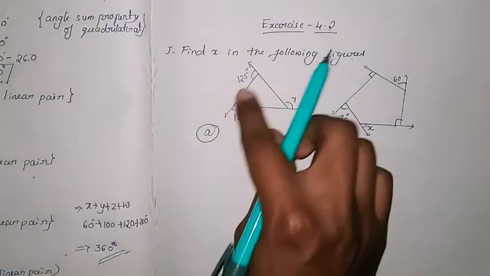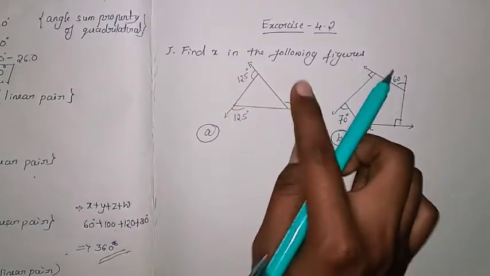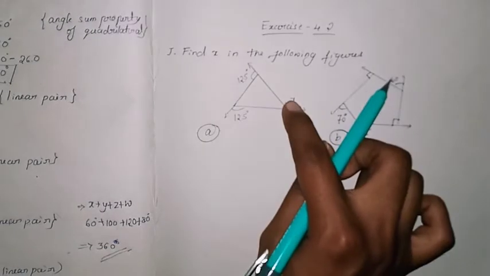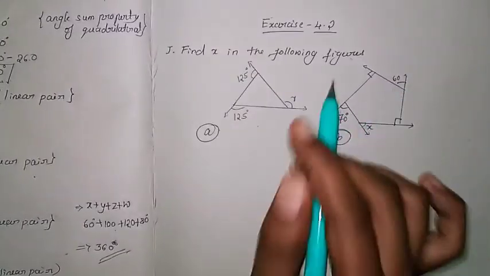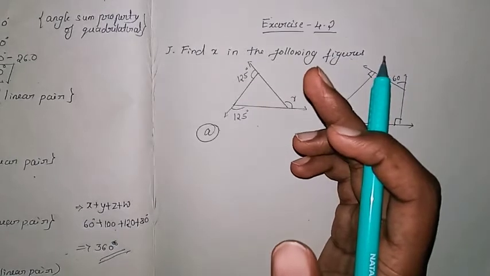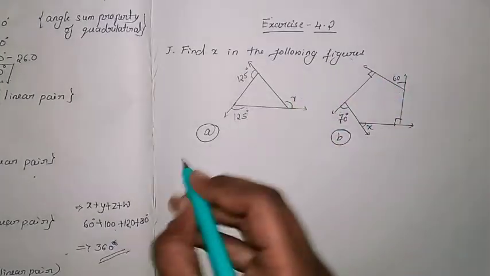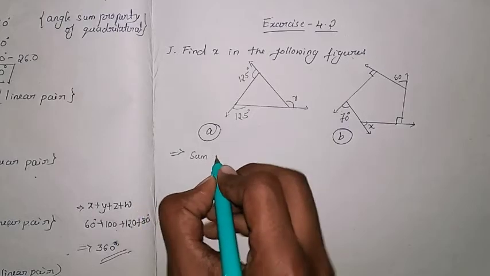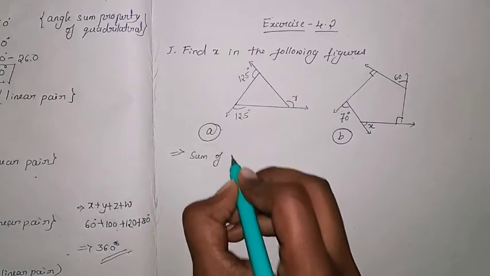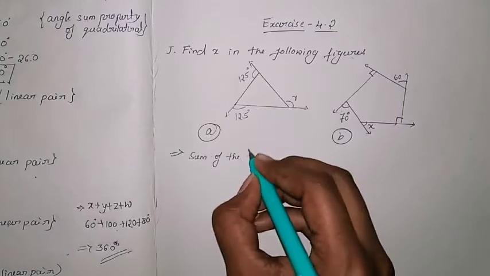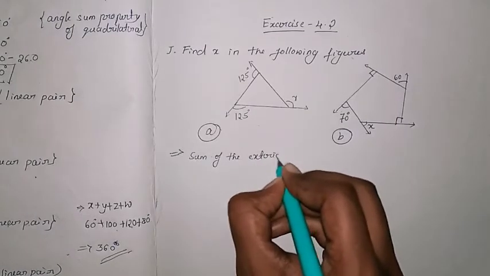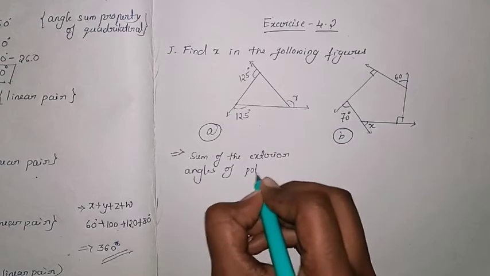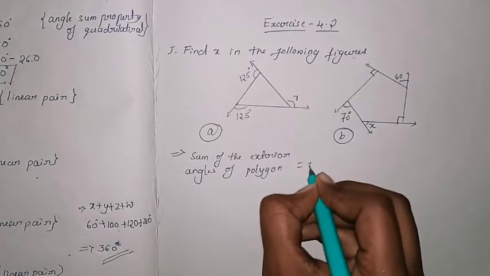So is it possible to find the interior angles? It is possible when you can find the exterior angle. So we want the exterior angle x. For that you have to apply the angle sum property, the sum of the exterior angles of a polygon. For the first one, we know that the sum of the exterior angles of a polygon is equal to 360 degrees.